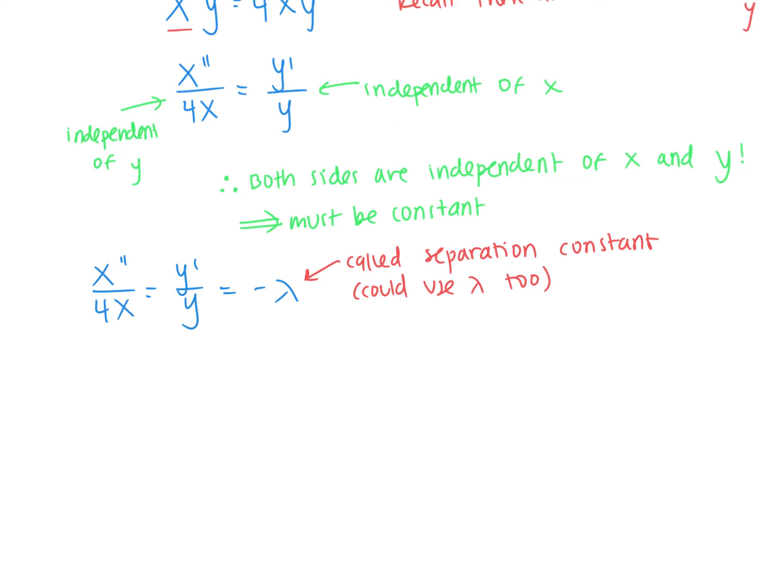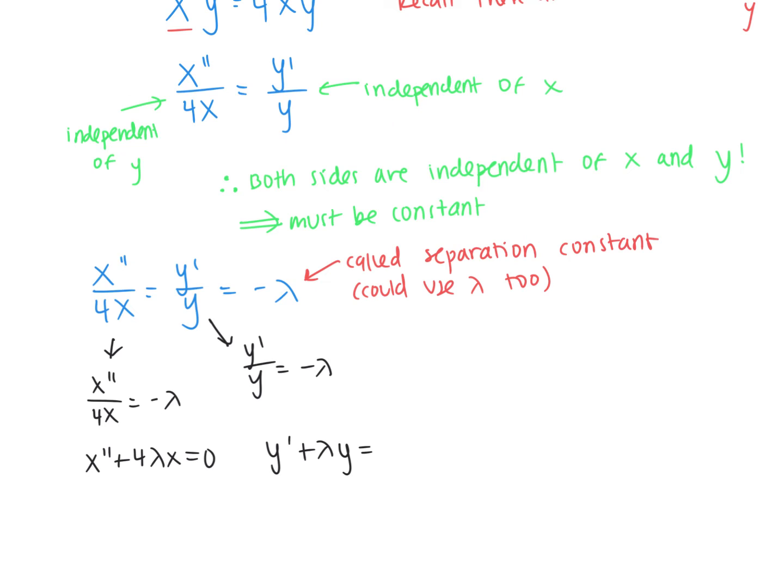Okay, so this is going to give us two different equations. The first equation we get is x double prime over 4x is equal to negative lambda, and we also get y prime over y is equal to negative lambda. Okay, so if I get everything set equal to 0, I'm going to have x double prime add 4 lambda times x is equal to 0, and then y prime add lambda times y is equal to 0. Now, these are the ones that we need to solve.